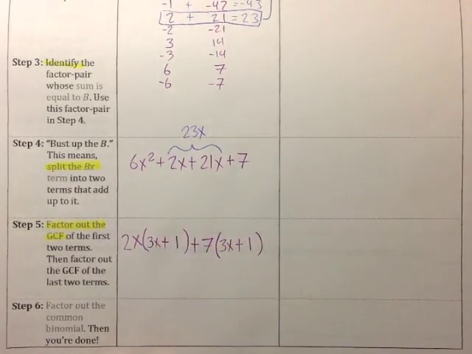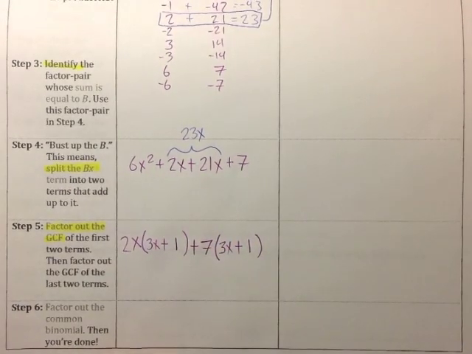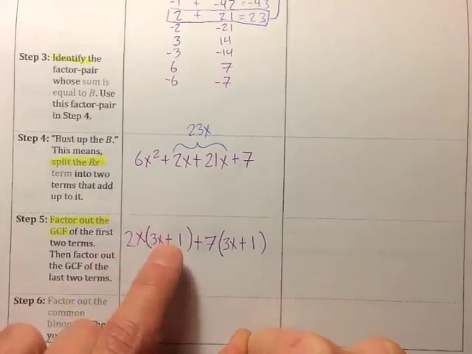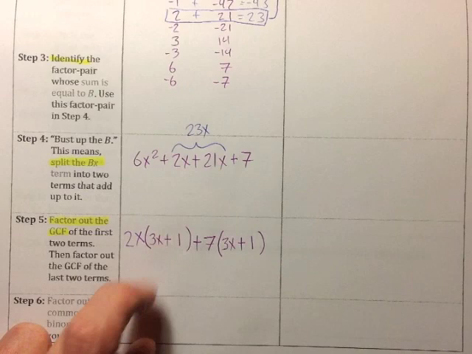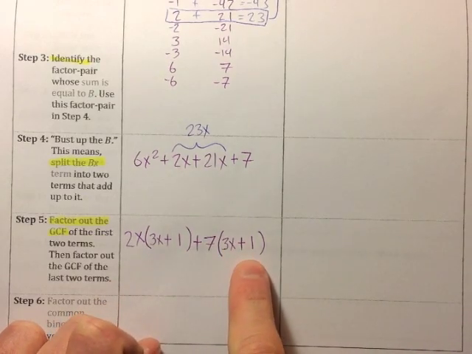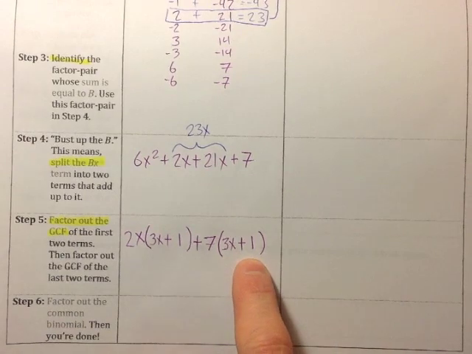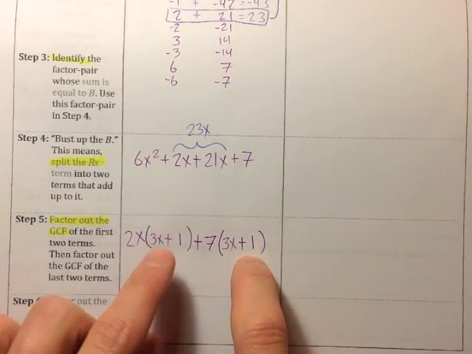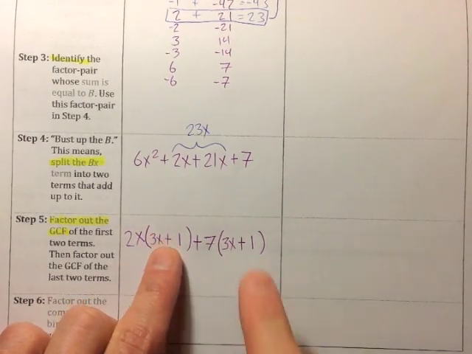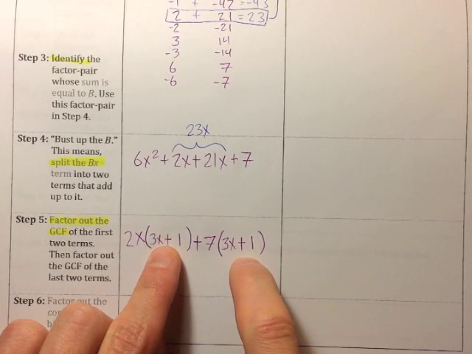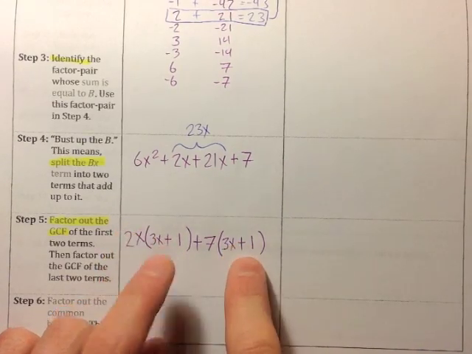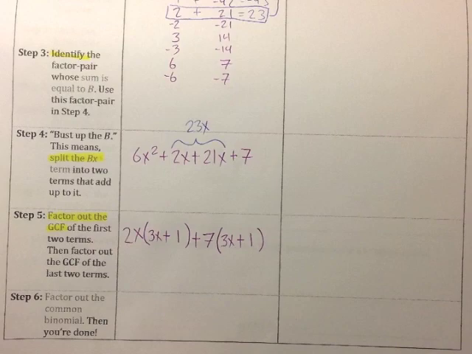Okay? Now, look at this magic that just happened. There's a 3x plus 1 right here, and there's a 3x plus 1 right here. Interesting. That is interesting. Now, since 3x plus 1 appears here and here, we can factor out the 3x plus 1. Watch what I mean by that.